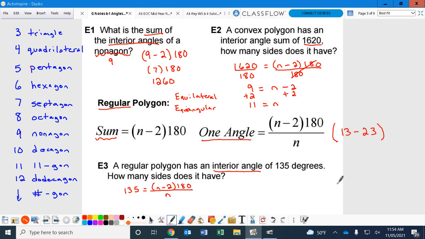Now we want to get that n off the bottom. Guys, how do we get rid of any denominator? If we have a denominator, what are we going to do to both sides? Multiply. And what are we multiplying by now? N. We're just multiplying by n. Good. So that n is going to cancel. We're going to get 135n equals n minus 2 times 180.